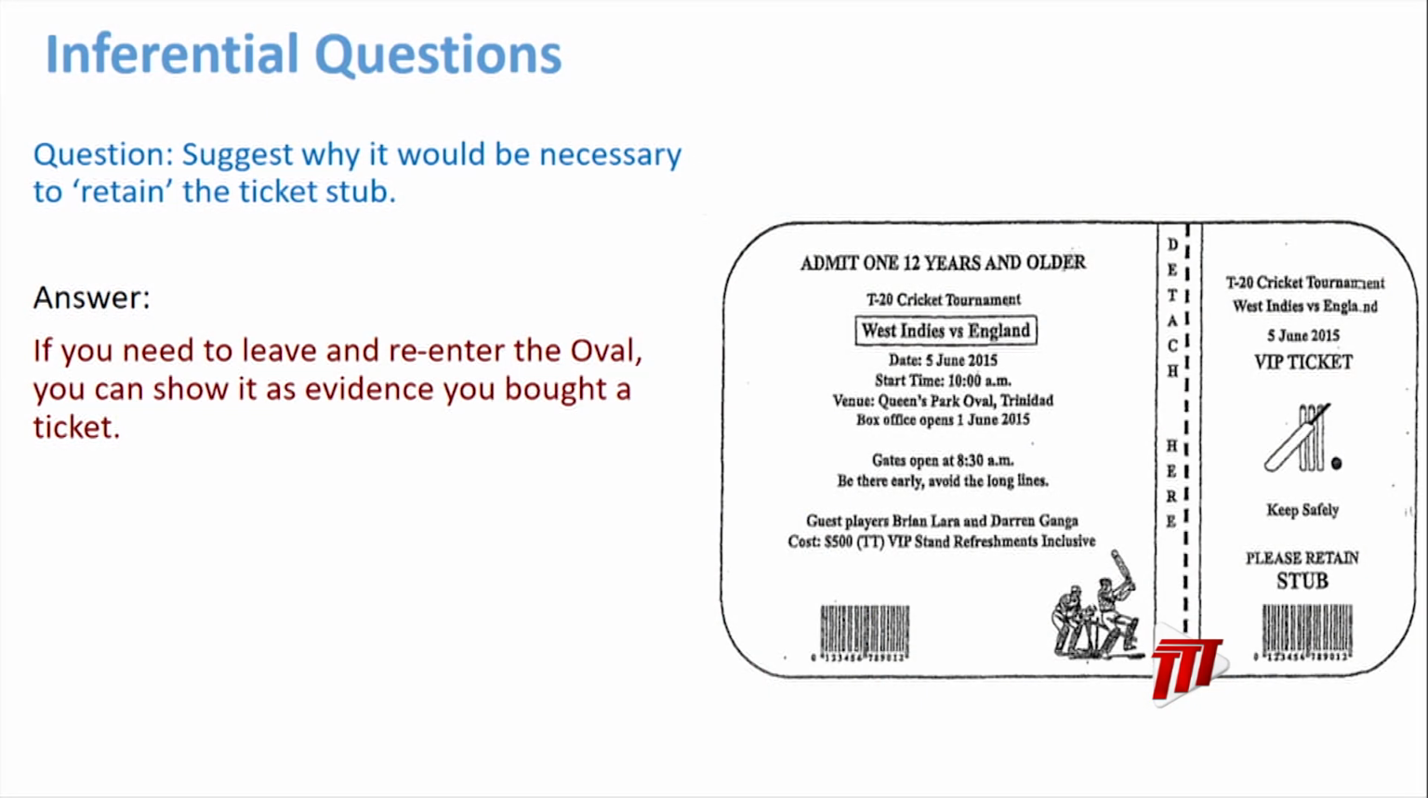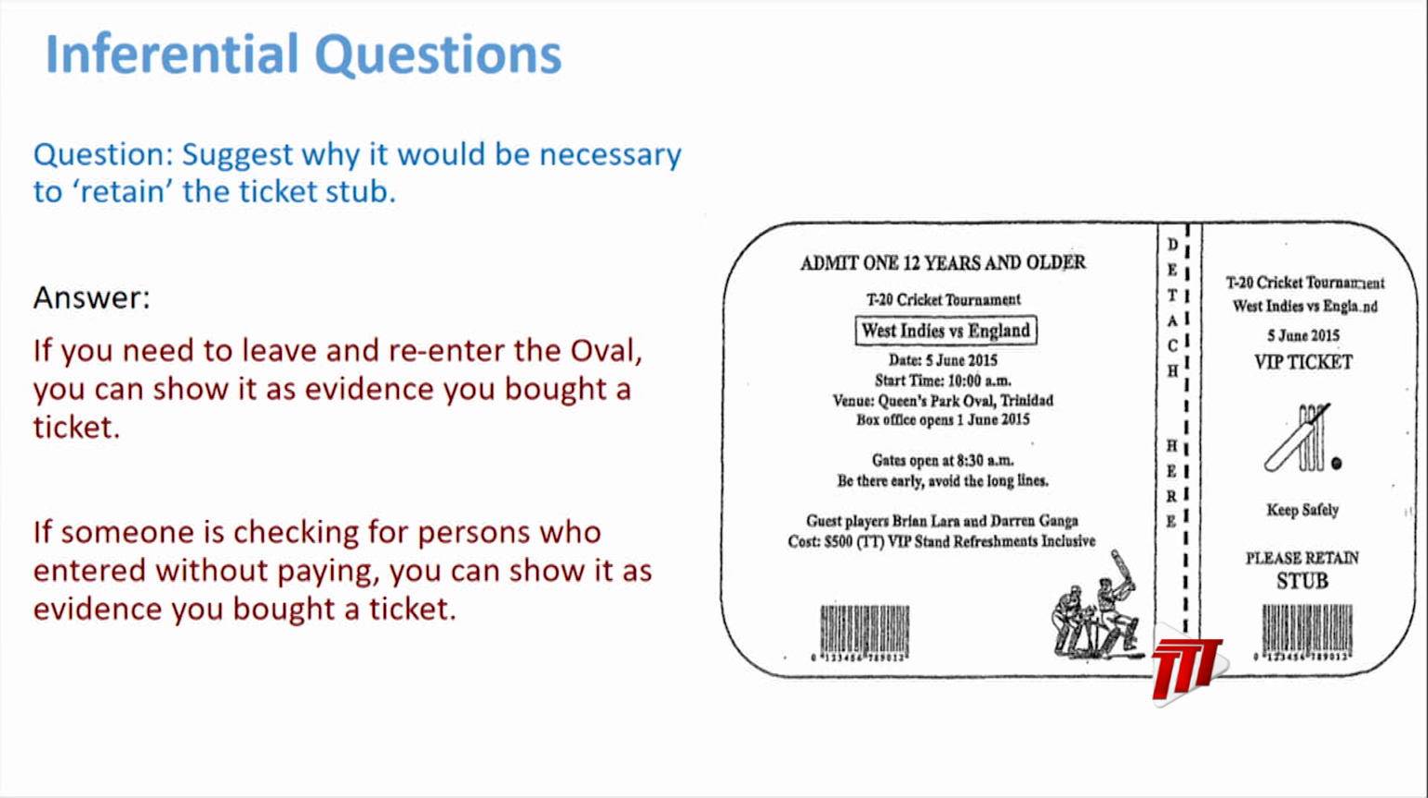So our answer to the question, suggest why it would be necessary to retain the stub, would be: if you need to leave and re-enter the oval, you can show it as evidence you bought a ticket. Or an alternative answer would be, perhaps if there is evidence that persons entered the oval by some other means, let's say for example a hole in the fence, and the promoters of the match decided to check tickets to ensure that persons who are in the oval are valid ticket holders. Well, they will be able to do that, or you will be able to prove that you bought a ticket with your stub.